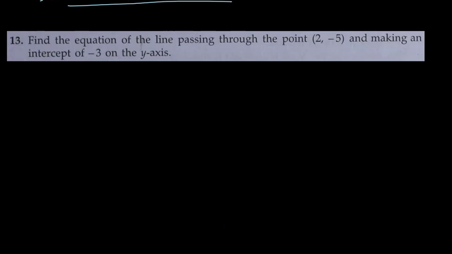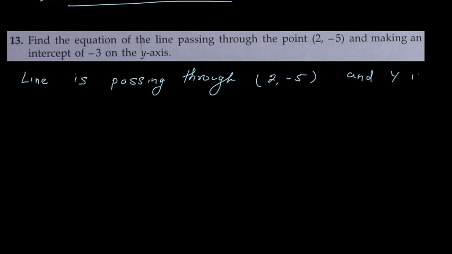Now here the problem is: find the equation of line passing through point 2, minus 5 and making intercept of minus 3 on the y-axis. So line is passing through 2 comma minus 5 and y-intercept is minus 3. So therefore you have given point x1 comma y1 as 2 comma minus 5 and c is given minus 3.